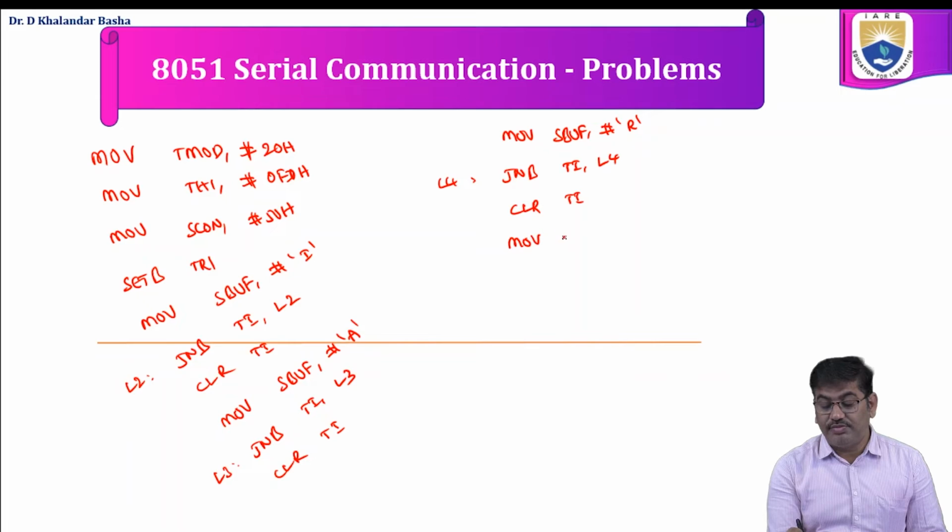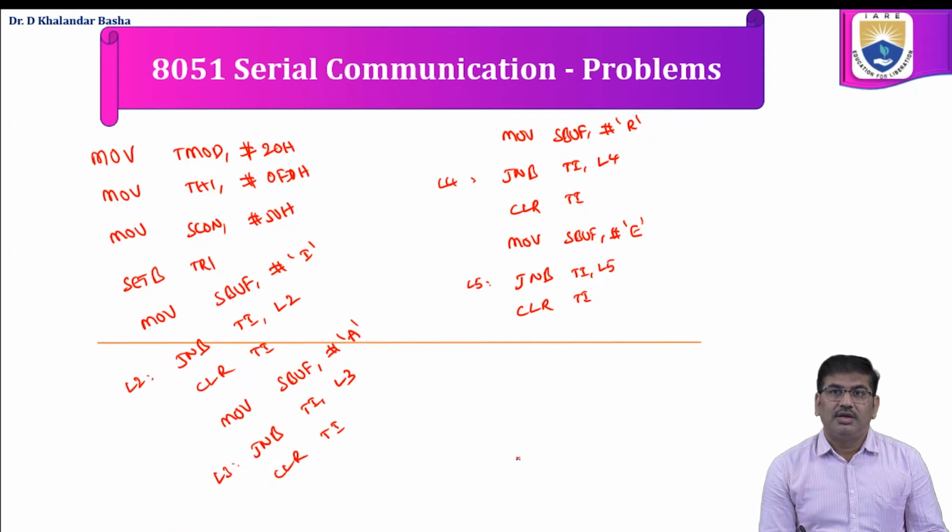Then we want to transmit E. So for that, MOV SBUF comma #E. Then check for the transmit interrupt, JNB TI comma L5, where L5 will be given to the same instruction. Next, once the TI bit is equal to 1, clear the transmit interrupt. So you have transmitted I, A, R, E.